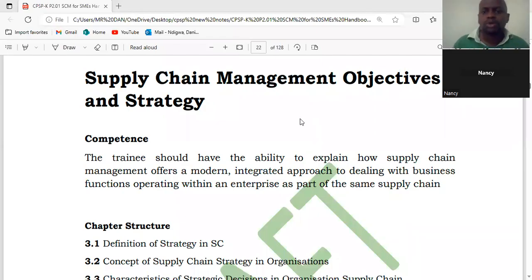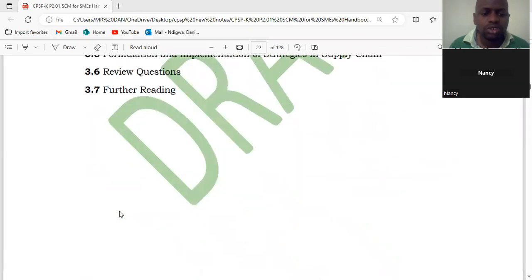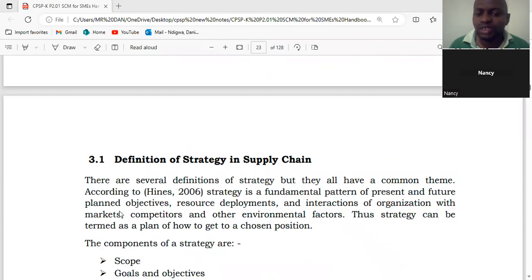So this chapter talks about supply chain management objective and strategy. An objective is what you want to achieve at the end of the day. And strategy basically gives us the plan or the ploy that you are going to use to achieve some of these objectives. So different organizations have different strategies or different plans. And the main focus is to be able to achieve their objective using the strategy that they have.